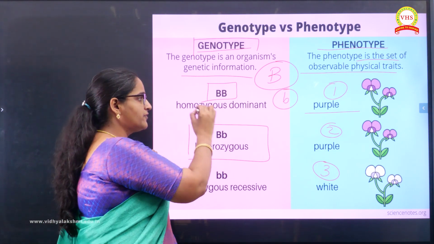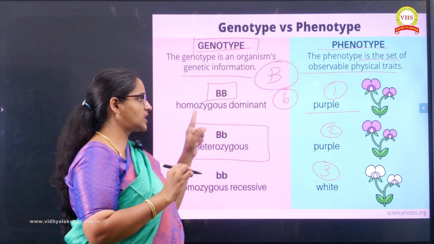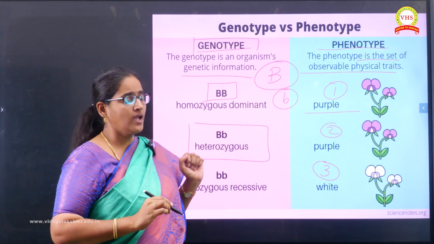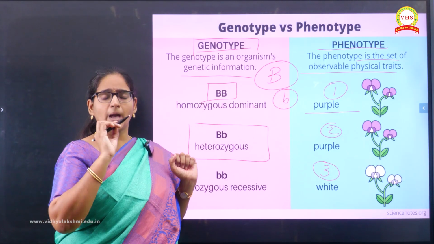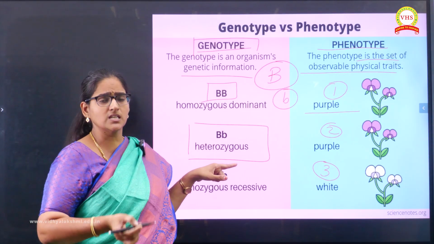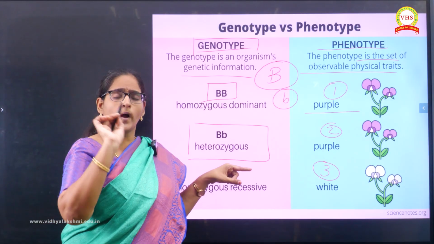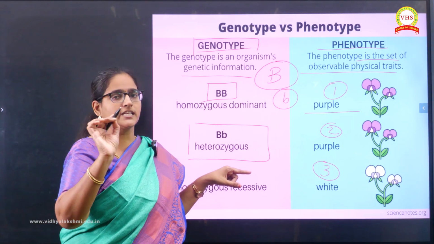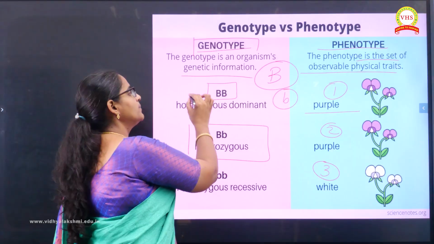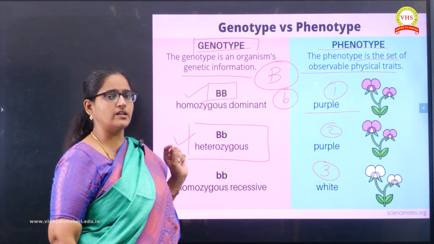So here there is a difference between these two violet color flowers. The first flower has the genotype capital B, capital B. The second flower has the genotype capital B, small b. Then also why is violet color expressed? As we have discussed earlier, capital B is the dominant allele and the presence of one allele is enough for its expression. So capital B, capital B is violet, and capital B, small b is also violet. But what is the difference?